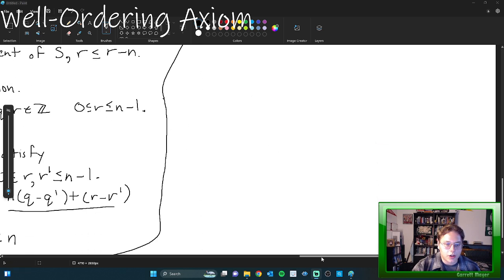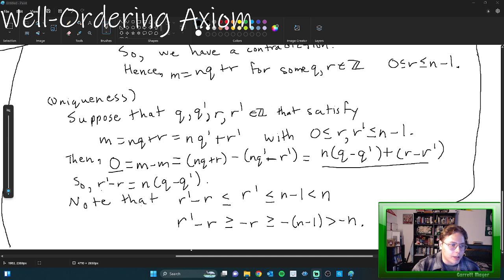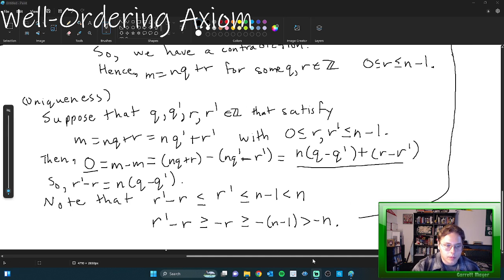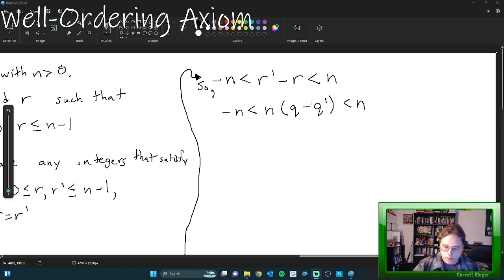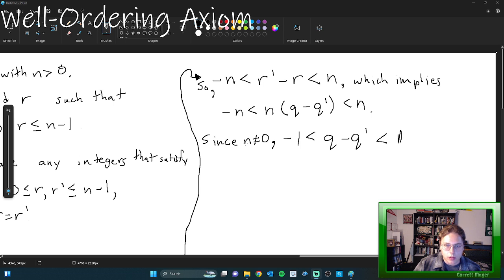If you remember from all the way down here, we're going to move all the way back to the bottom. Right here, we showed this. So using this inequality, let's just organize this, which implies, since n is not 0, we can take out this n basically. Since n is not 0, we have negative 1 is less than q minus q prime is less than 1.